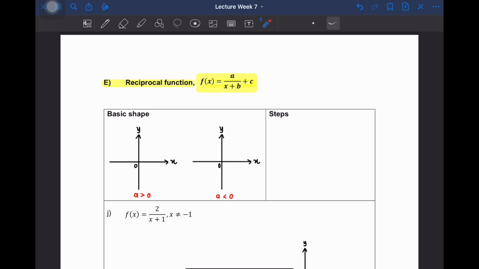Right, so for a is greater than 0, a positive value of a, our graph will have two curves. In the first quadrant, one curve. And then in the third quadrant, another curve. Okay, it must have two curves. This one is one, this one is one. Okay, and then for a is less than 0, it will just be inverted. So the first curve will sit in the second quadrant. And then the second curve will sit in the fourth quadrant.